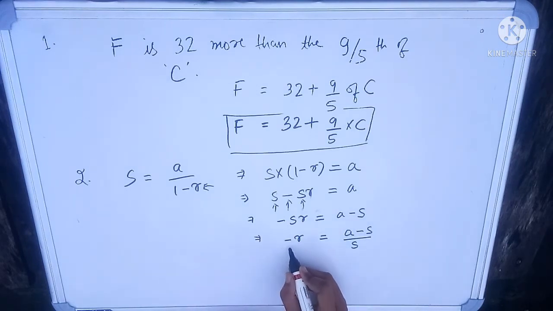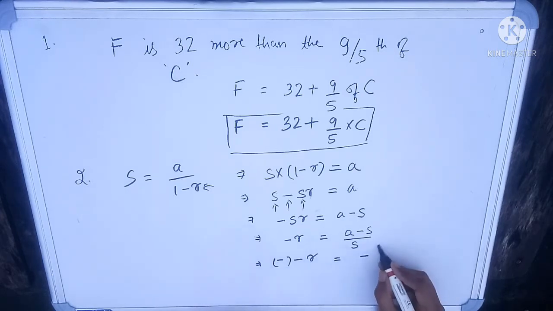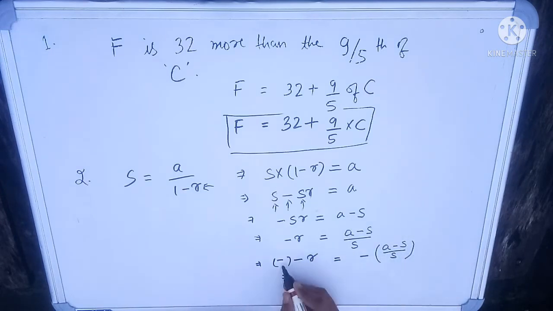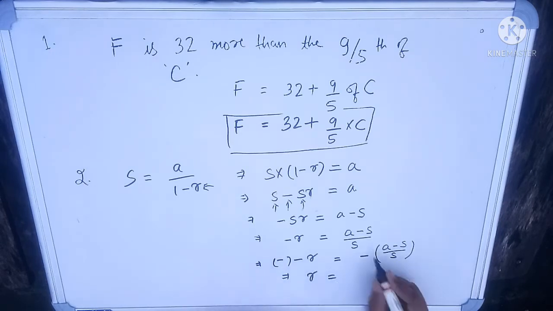And finally we have to remove this negative sign. So for that, we multiply by a negative sign on both sides. So we have minus multiplied by minus R equals minus multiplied by A minus S divided by S. If you multiply negative into negative, you get positive R, and it equals, after multiplying the sign into the bracket, minus A plus S divided by S. Now this you can write in many ways.